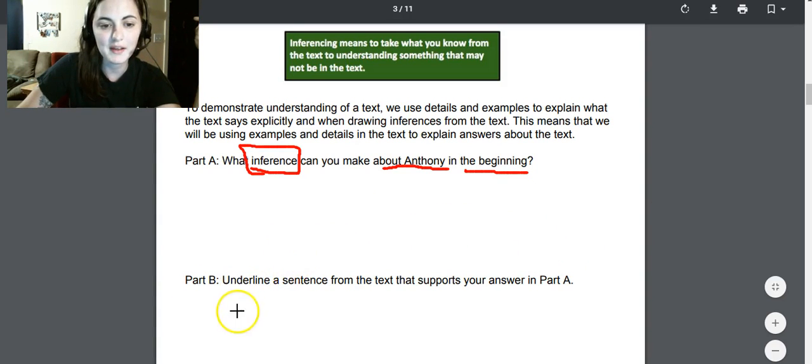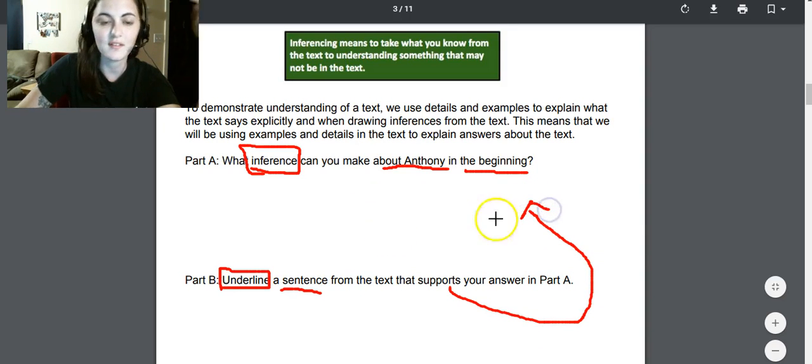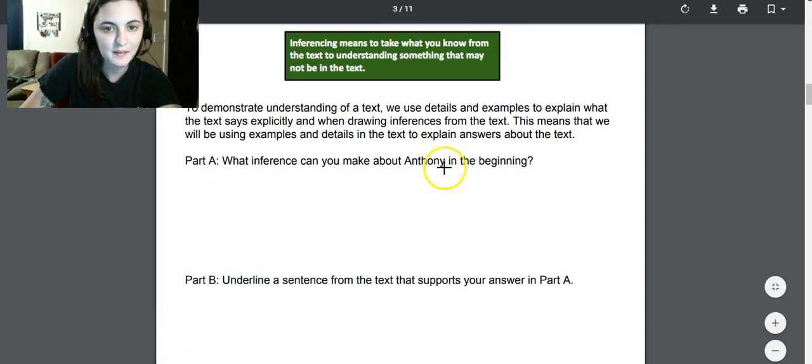Part B says underline a sentence that supports your answer in part A. So you just underline. We're going to underline a sentence that supports part A. And if you can make those annotations as well on here, that's great. I'm going to go ahead and erase them, so if you need extra time, just pause the video right here. And we're going to go ahead and move down.